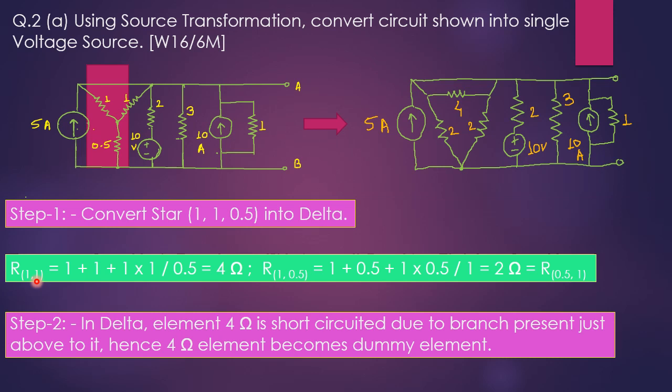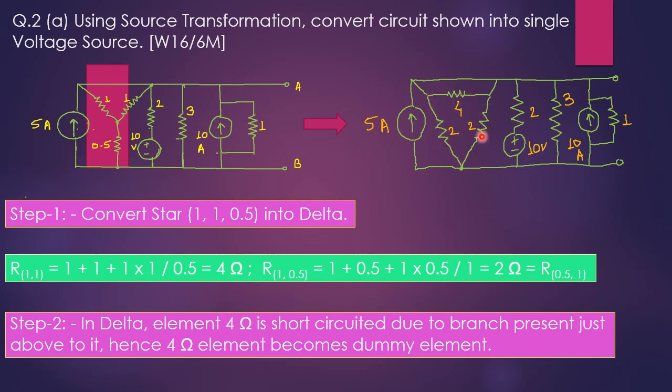When you have to find the delta element between 1 and 1, the equation involved is R(1,1). It means you are finding the delta element between 1 and 1 of the star. It is equal to 1 plus 1 plus 1 into 1 upon the third element, that is 0.5. So its answer is 4. Now for the delta element between 1 and 0.5, the equation is again the same: 1 plus 0.5 plus 1 into 0.5 upon the third element, that is 1. So its answer is 2.